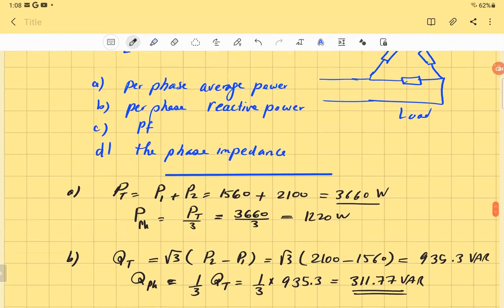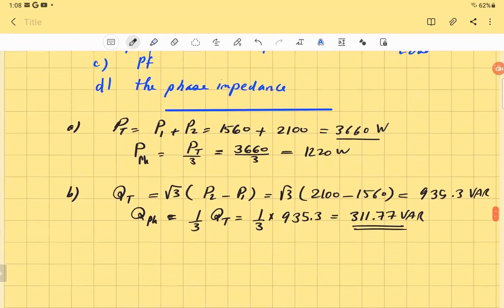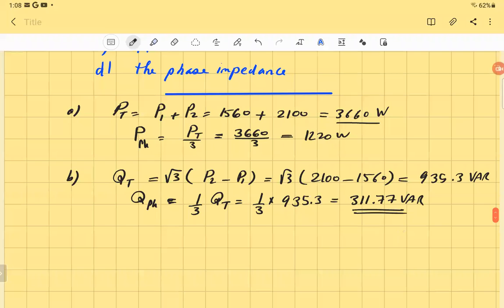What else? Power factor. Okay. We agree that it's better to always have our triangle here, the power triangle. And I put here the total power, which is 3660 watt, and the reactive power, of course taking everything here, 935.3 var.